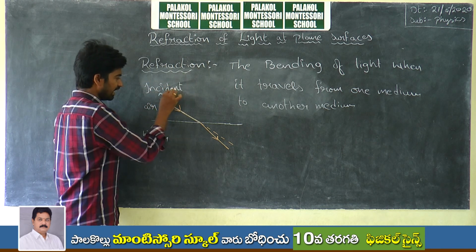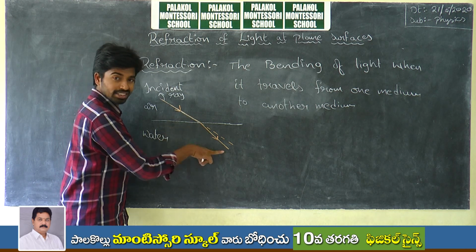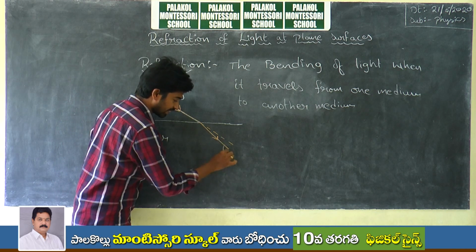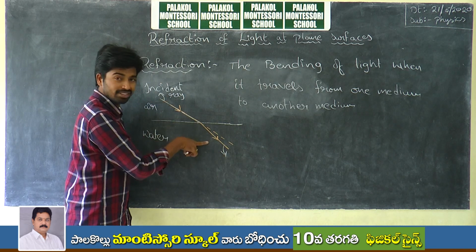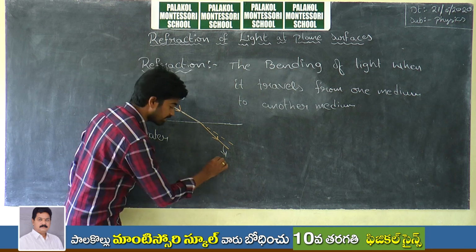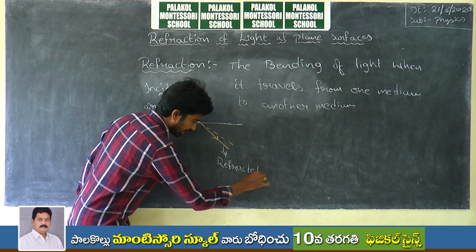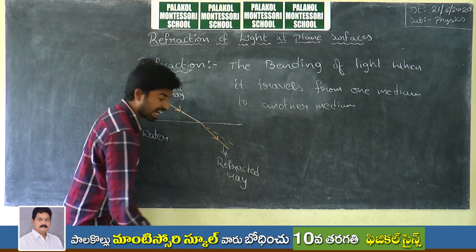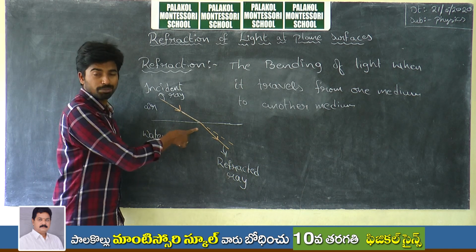This is the incident ray, and this ray is called the refracted ray. When light is traveling from one medium to another medium, it will bend and travel in the forward direction. The bent light is called the refracted ray. In order to measure the angles, you need to draw the normal at the point of incidence.